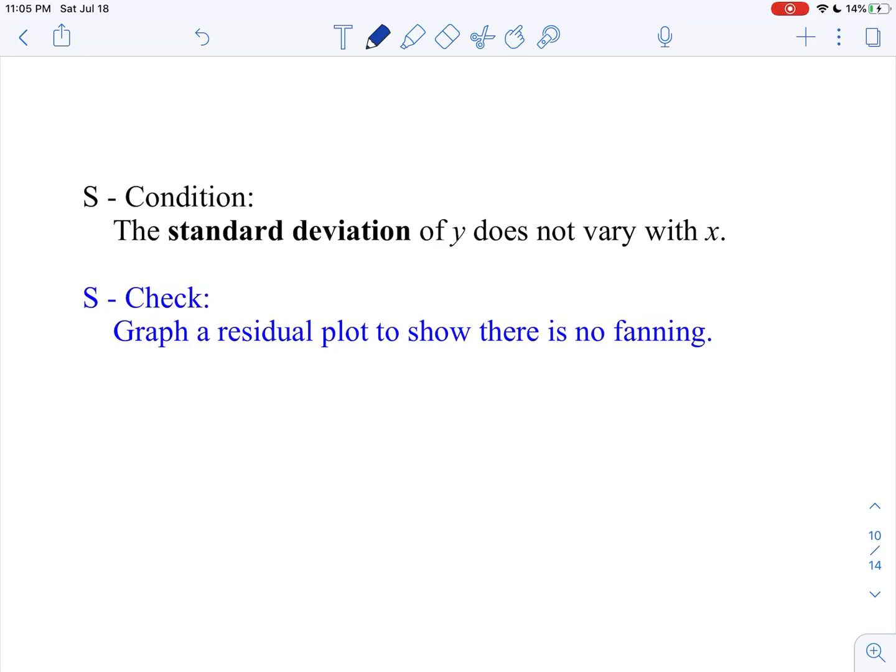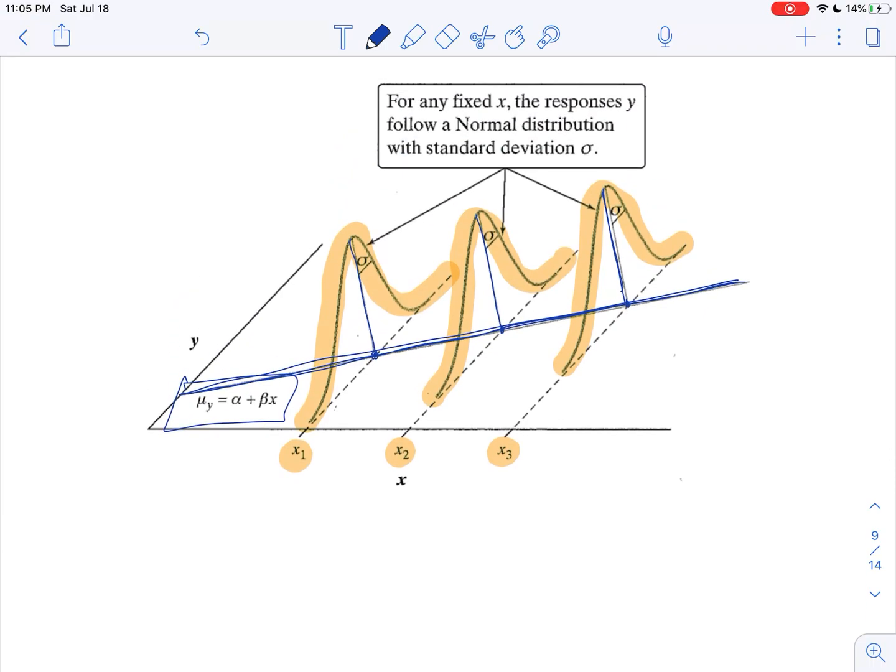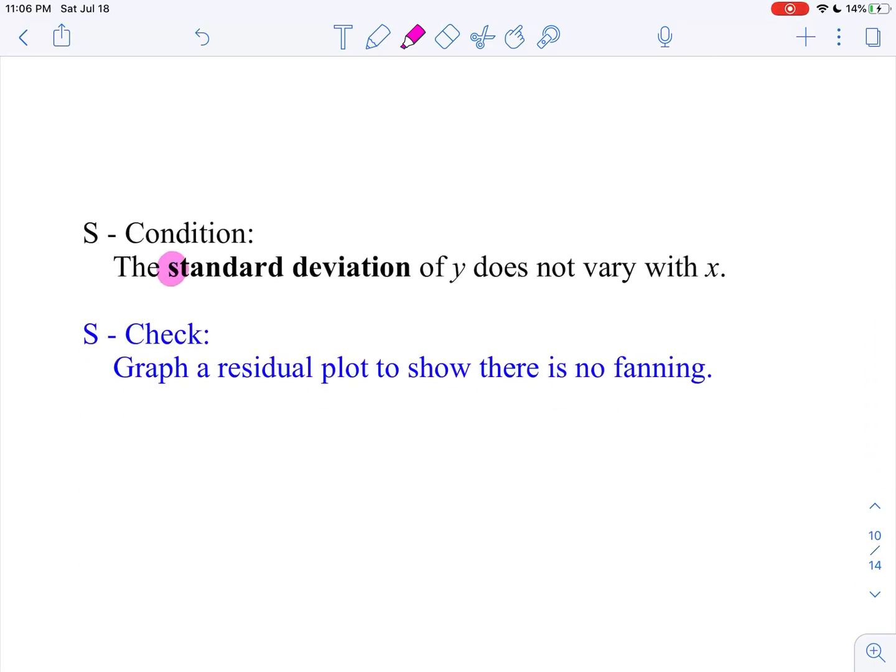For any fixed value of X, the standard deviation of Y should be the same. So for each of the different X values, we should have about the same standard deviation. They said for any fixed X, the responses Y follow a normal distribution with standard deviation sigma. So the standard deviation of all those Y values should be the same for each X value. And so I said our S condition is that the standard deviation stays the same, or does not vary with X. So that's my S.